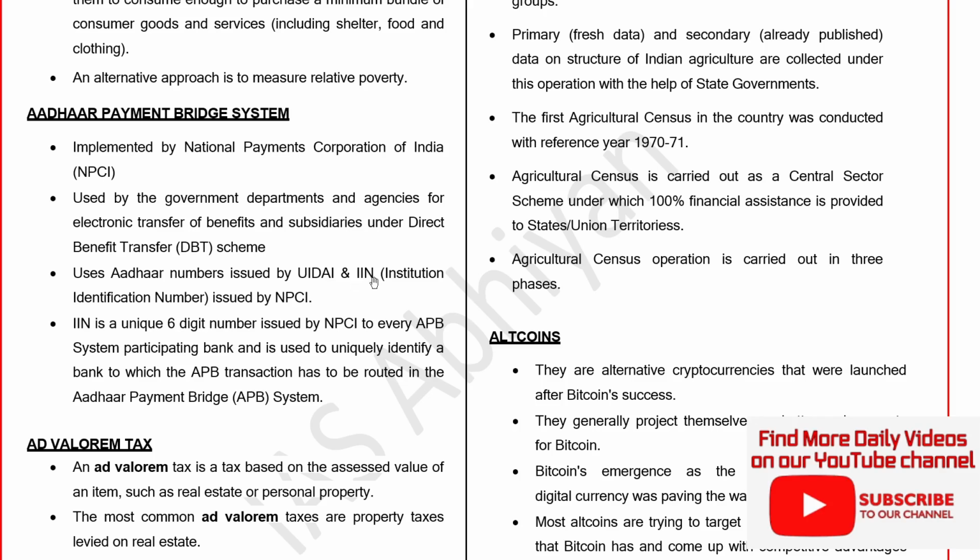But the IIN is issued by NPCI to every APB system participating bank, that is Aadhaar Payment Bridge System participating bank, and is used to uniquely identify a bank to which the APB transaction has to be routed in the Aadhaar Payment Bridge System. So it is used in order to participate the bank into this payment bridge system. We are talking about IIN.